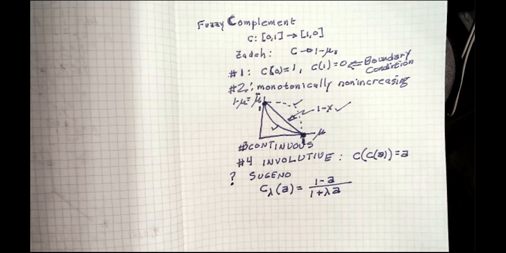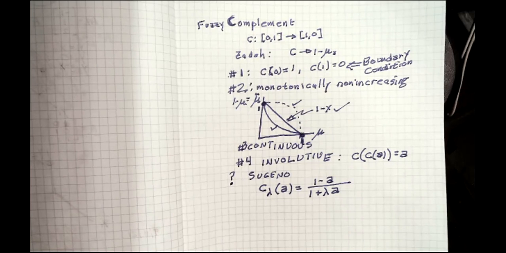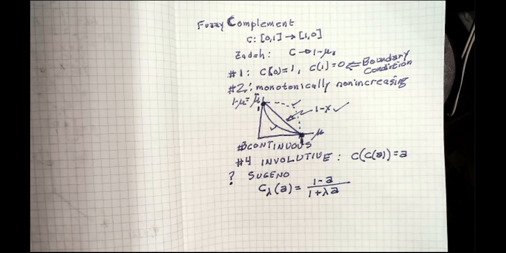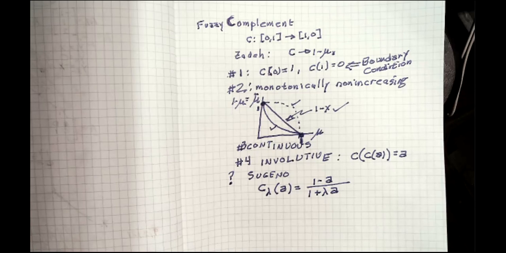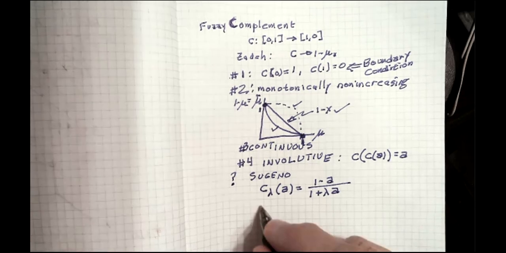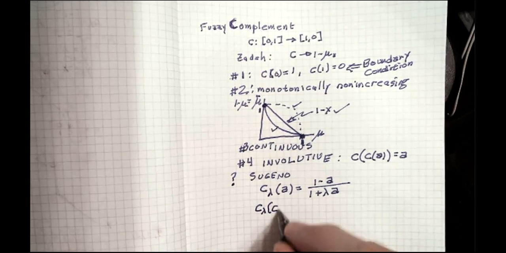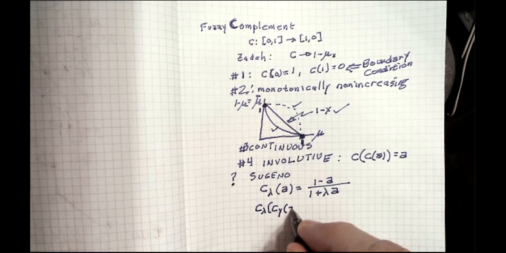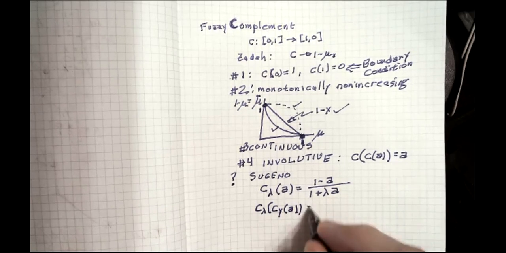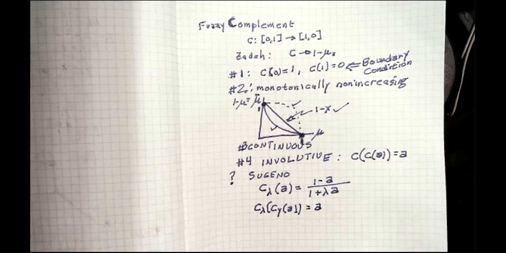Now that looks kind of innocent, but you'll notice, first of all, what does it become if lambda is equal to 0? It becomes the Zadeh complement, right? 1 minus A. Now here is the interesting question. Does C lambda of A equal A? I mean, this is the rough one to get.